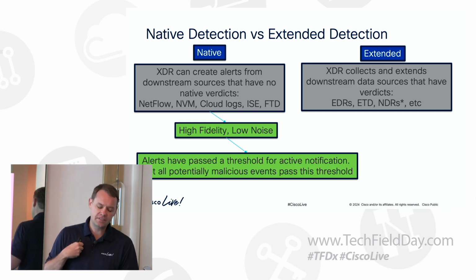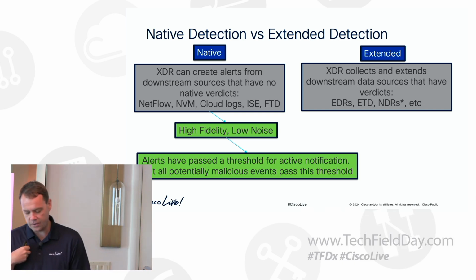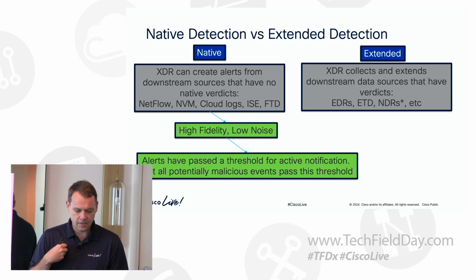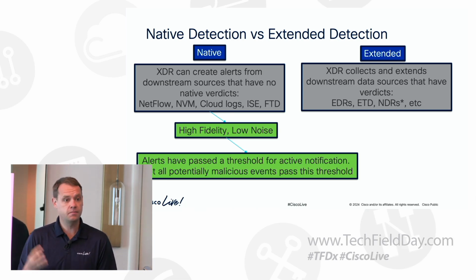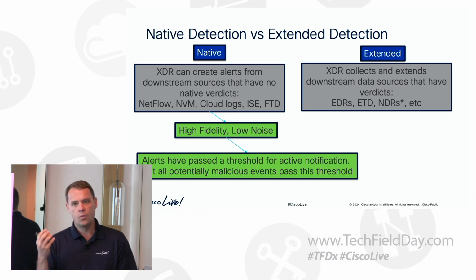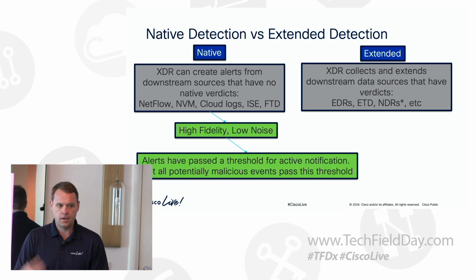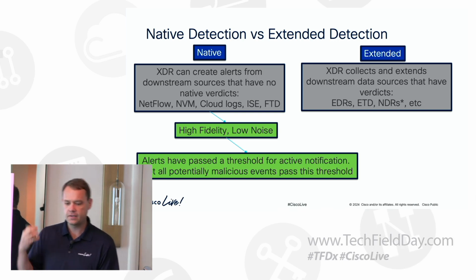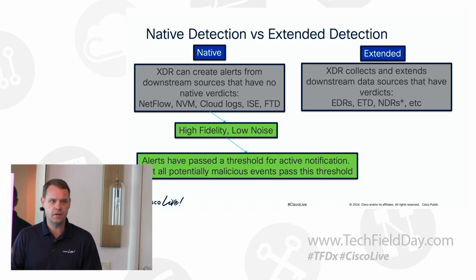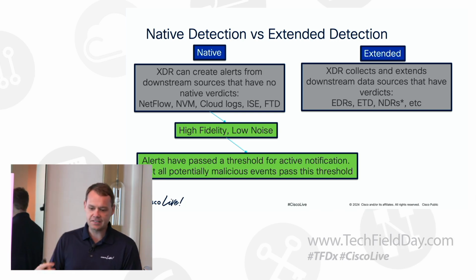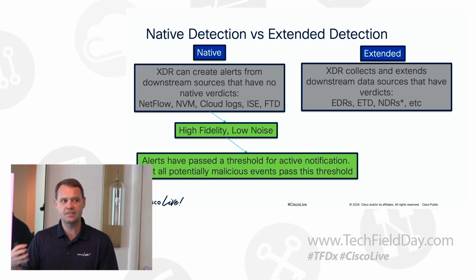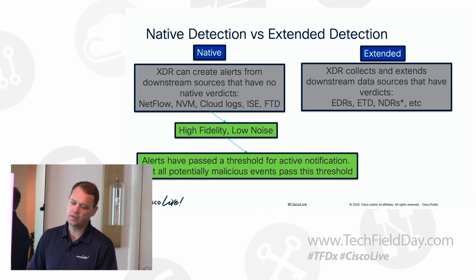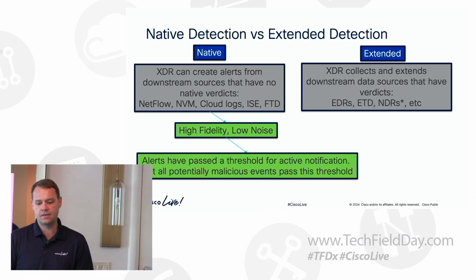Extended detection, on the other hand, is when we start with a data set that comes from an integrated product. EDRs are really good examples of that, where the data has a verdict in it. EDRs create detections. Detections have MITRE tactic and technique mappings. You have a verdict already that you can anchor off of, and then that becomes an extended detection, or things that we begin to extend by correlating other data on top of it. So native is verdicts we invent, extended is verdicts that come in from downstream.